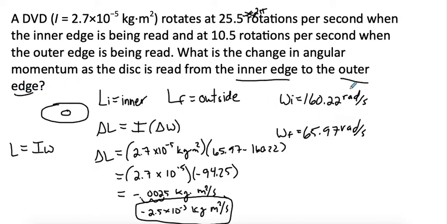Now you might wonder why that is. Well, think about our moment of inertia here. What's going to be different if we go from inner to outer? If we go from inner to outer, you're going to have more mass towards the outside edge, which is going to change the number. So we're going to have a greater value minus a lesser value from the inside to the outside of the DVD. So these were a couple examples on angular momentum and angular impulse.